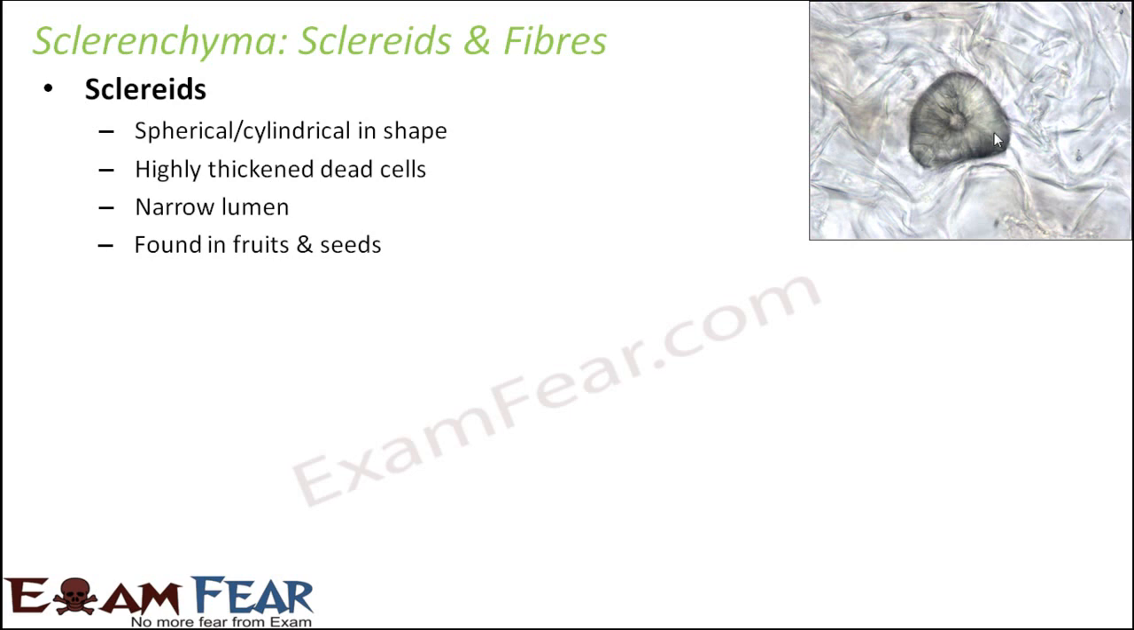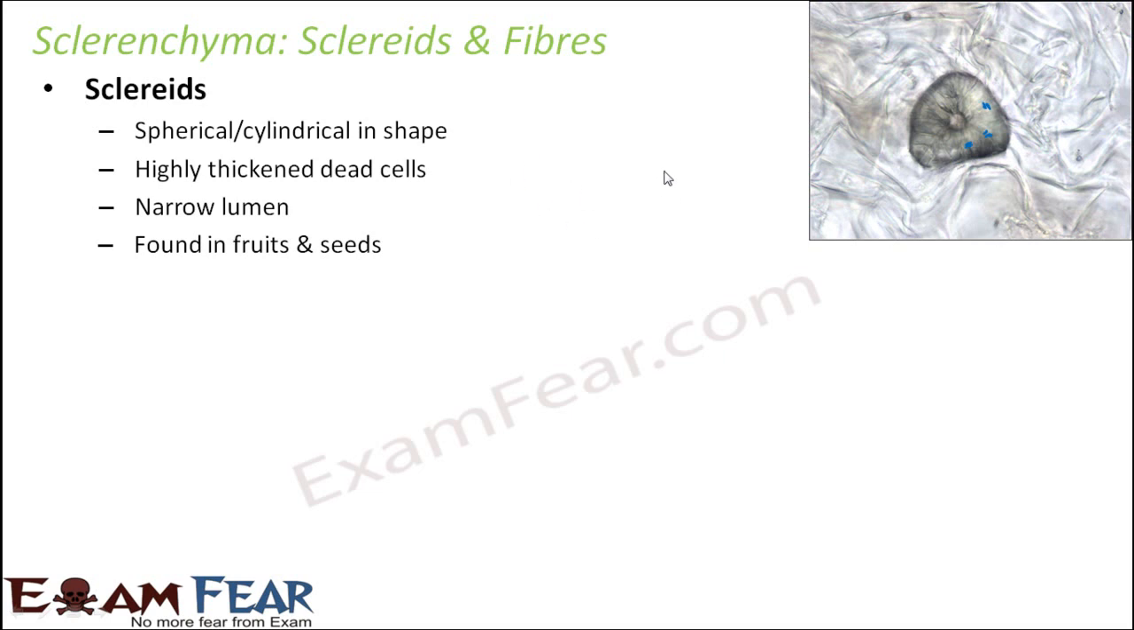And where are the pits? Pits are somewhere here, small pore-like or channel-like structures. They are known as the pits. So this center region is the lumen, and this entire thickened structure is the thick cell wall. They have a very narrow lumen, that is a small lumen. When you compare it with the thickness of the cell wall, it is really narrow, right? Where do we find such sclereids? They are found in fruits and seeds. Seeds are generally tough and hard, right? So it is generally seen in such things.